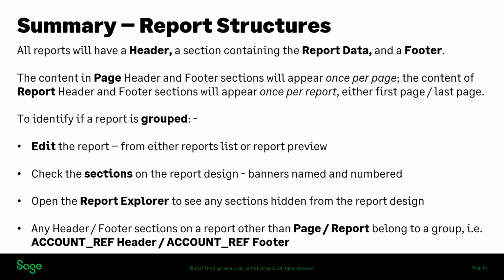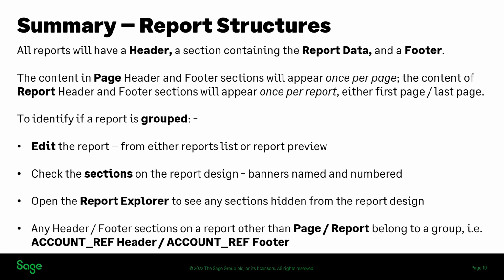Okay, so just to summarise what I've shown you so far, as a bare minimum, each report should have a beginning, a middle and an end. For example, a header section, a section containing the main report data, and a footer section. The content in page header and footer sections will appear once per page on a report. The content of report header and footer sections will appear once per report, either on the first page for a header or the last page for a footer.